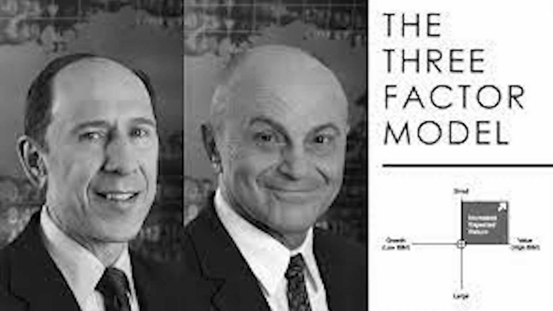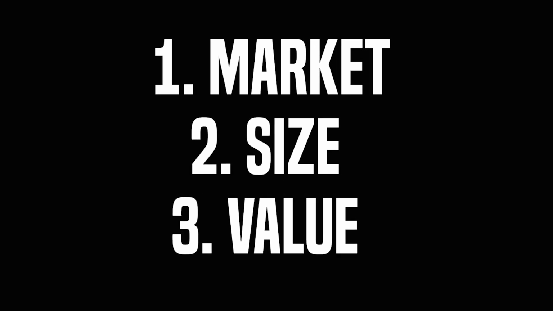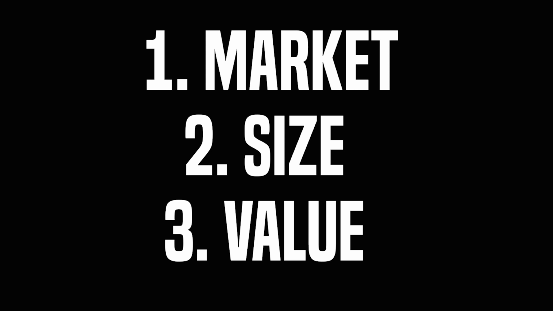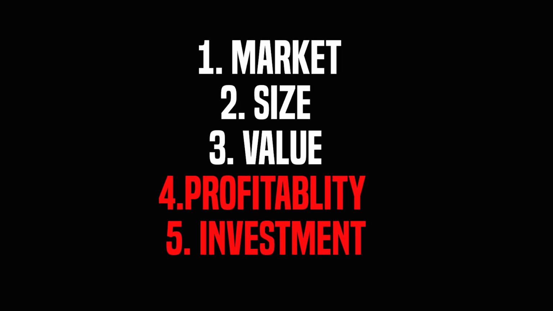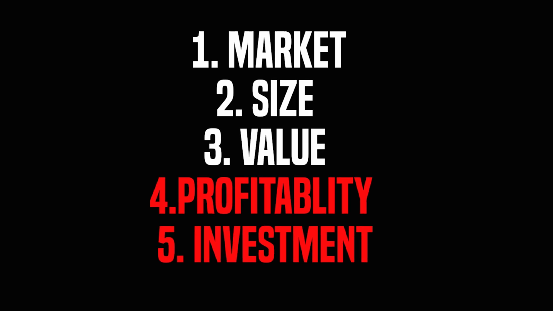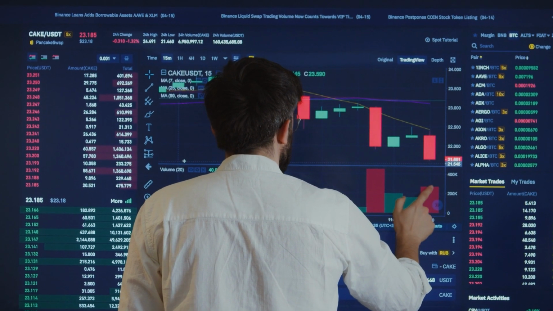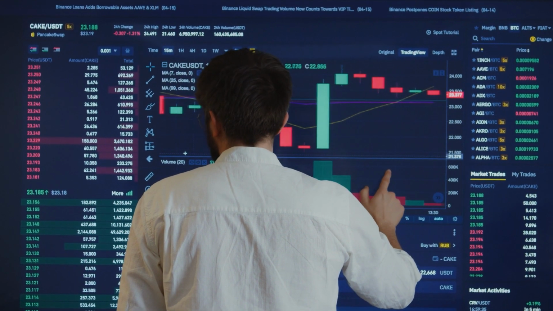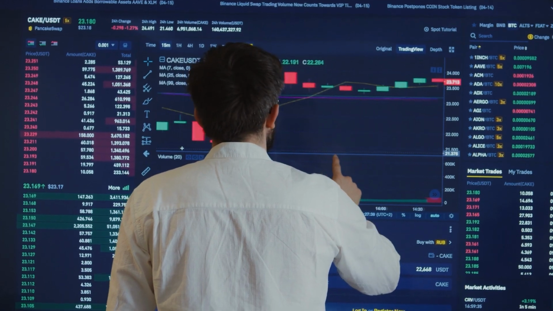Let's start with a quick background on the Fama-French 3-factor model, which was developed by Eugene Fama and Kenneth French in the 1990s. This model proposed that stock returns can be explained by three factors: the market, size, and value. Building on the three-factor model, Fama and French later developed the 5-factor model, which adds two additional factors: profitability and investment. This modification was made to further explain the cross-section of stock returns. So, let's take a closer look at these 5 factors.